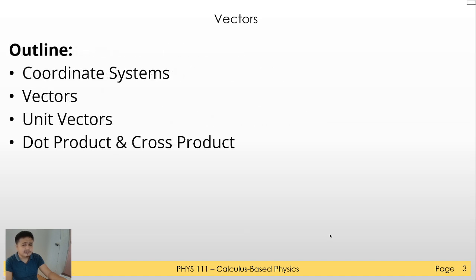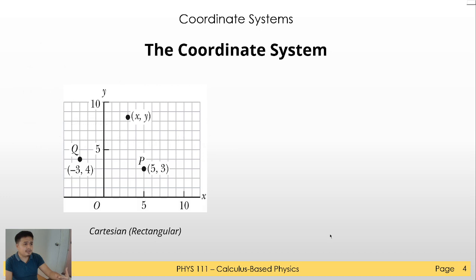So the outline, we will be discussing first the coordinate systems, vectors, illustrating vectors in general, and then the unit vectors and the dot product and the cross product of vectors. Okay, now so we begin with the coordinate system. So the coordinate system is a plane.